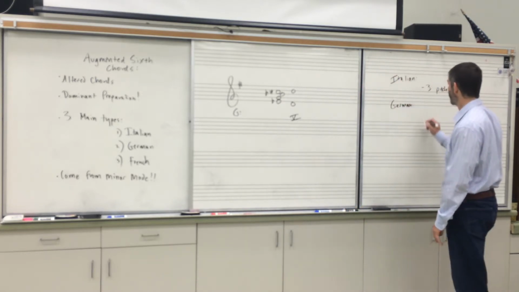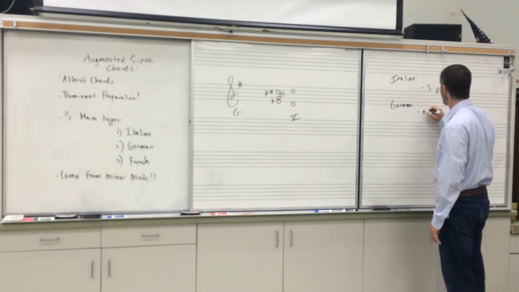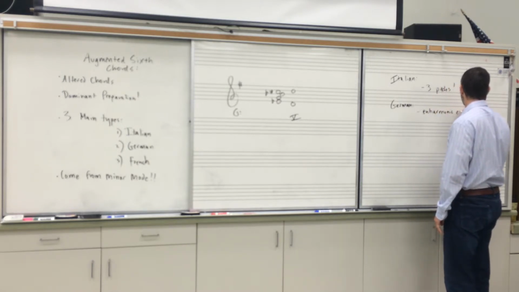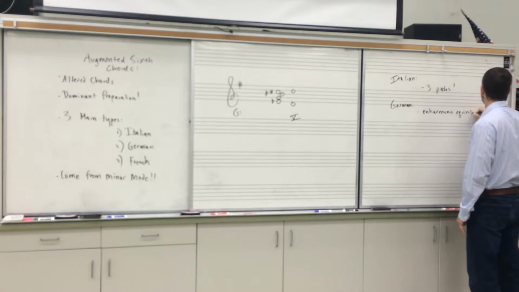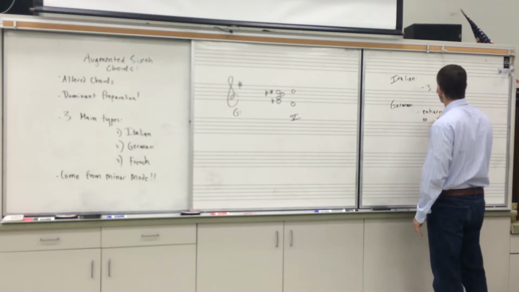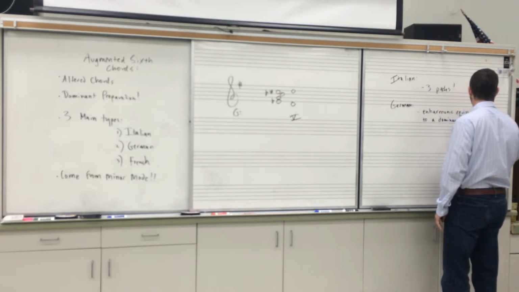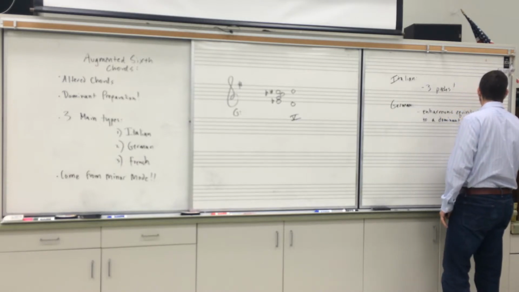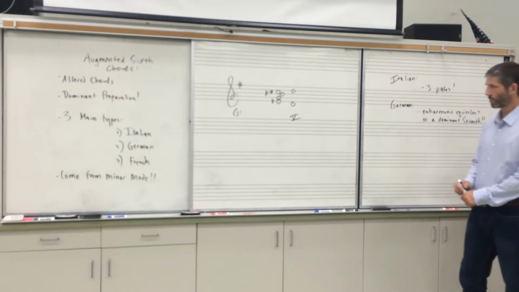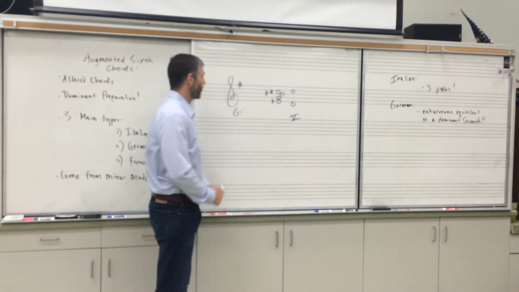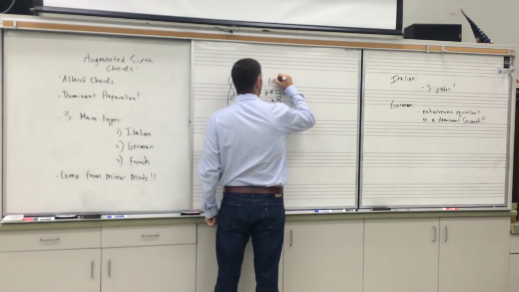and that is because the German is an enharmonic equivalent to a dominant seventh chord. Hugely important. This chord, for example, this German sixth.